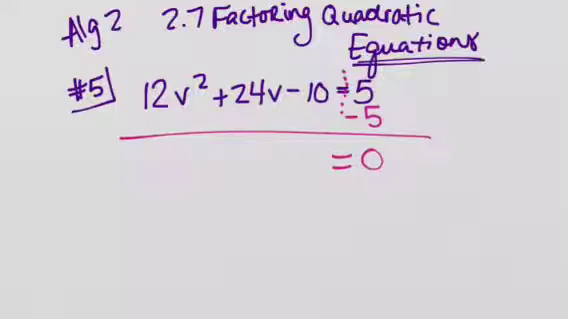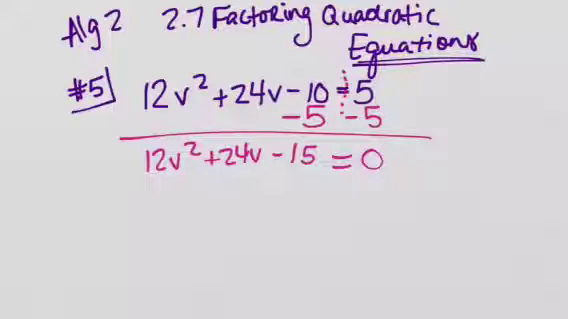The question is, where does the negative 5 go on the left? Does it go under the 12v squared, the 24v, or the negative 10? It is like terms with the negative 10, so I'm going to put it under there. So I get 12v squared plus 24v minus 15.